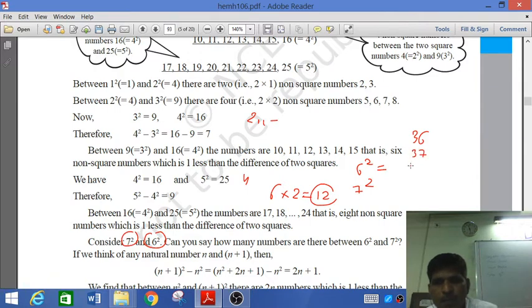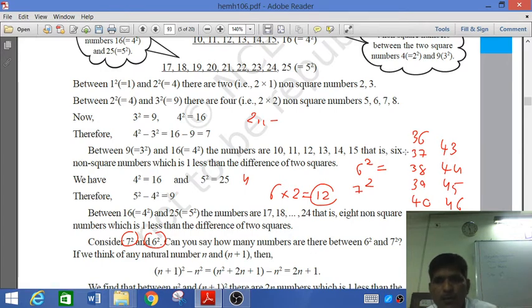37, 38, 39, 40, 41, 42, 43, 44, 45, 46, 47, 48.